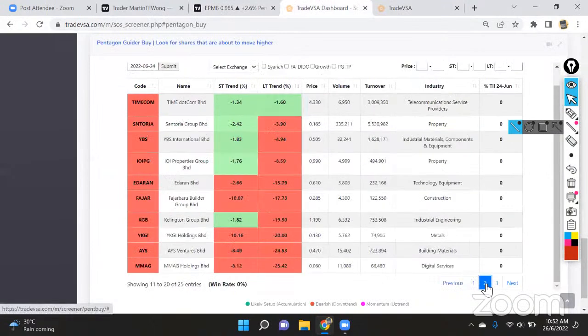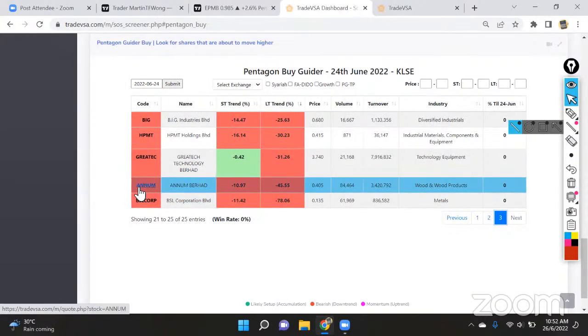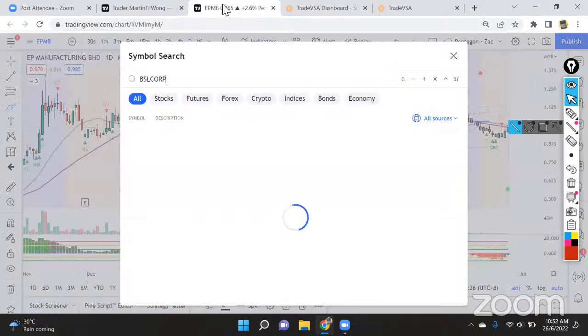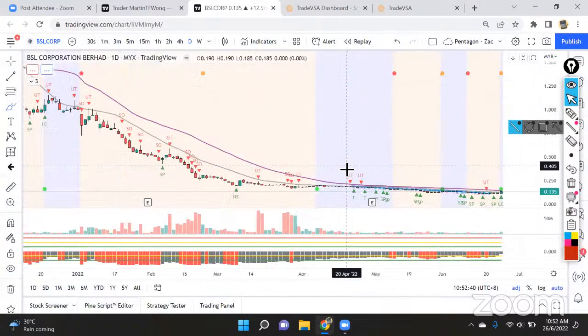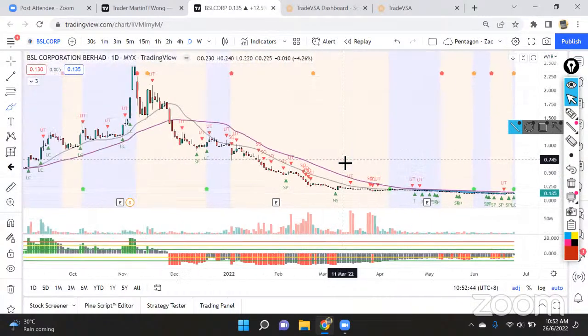Let's go to the second page. I want to see which one has a bad downtrend. Remember that we want to see a huge drop, right? Endem is okay. Gratech, all right. BSL. Let's try BSL first, the one that comes with a bad, weak background. Oh, this one is already going into accumulation, so nothing to look into.